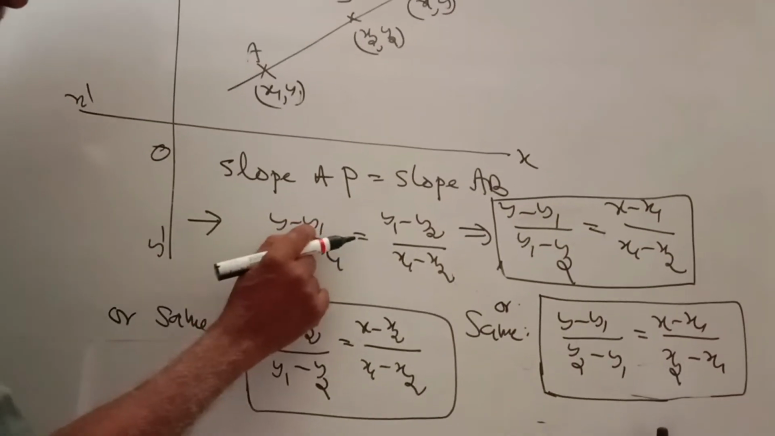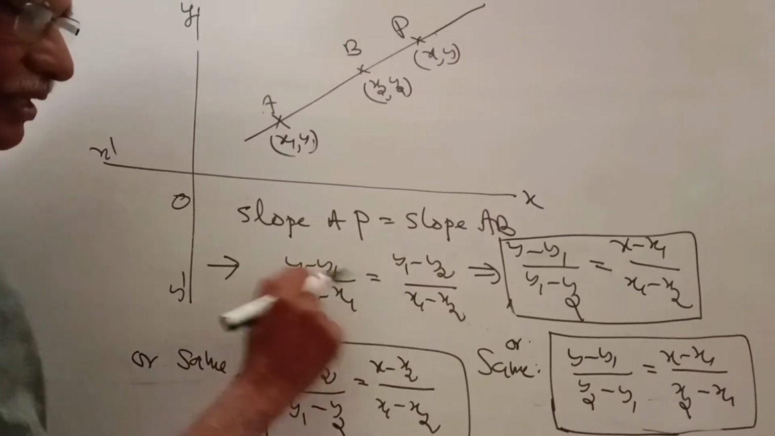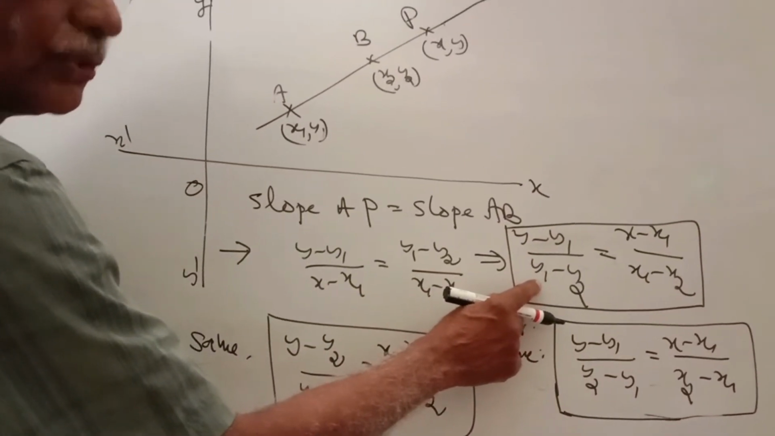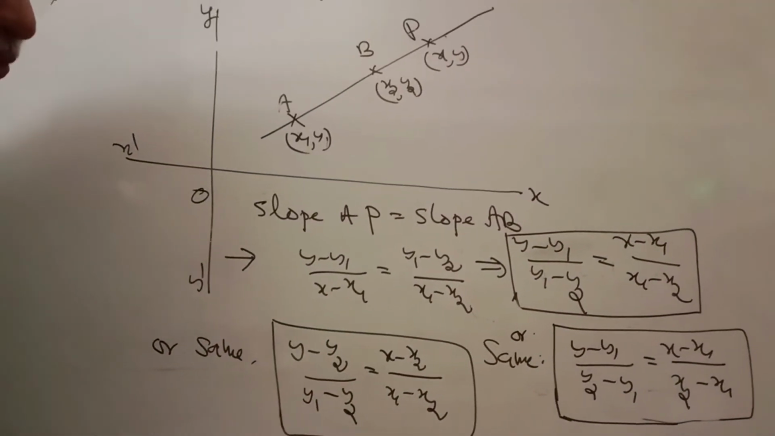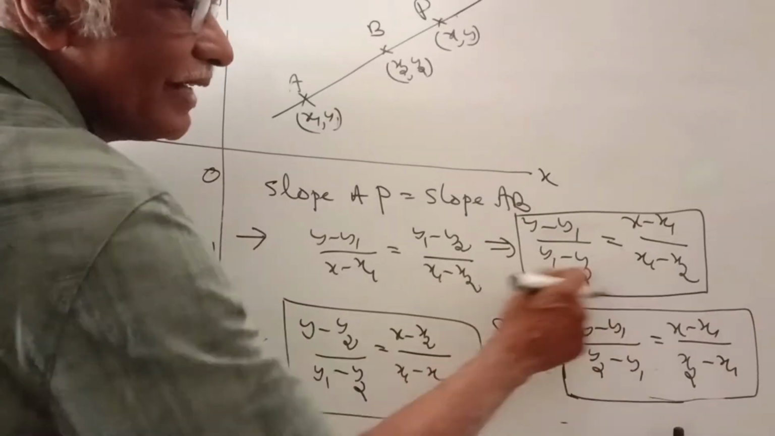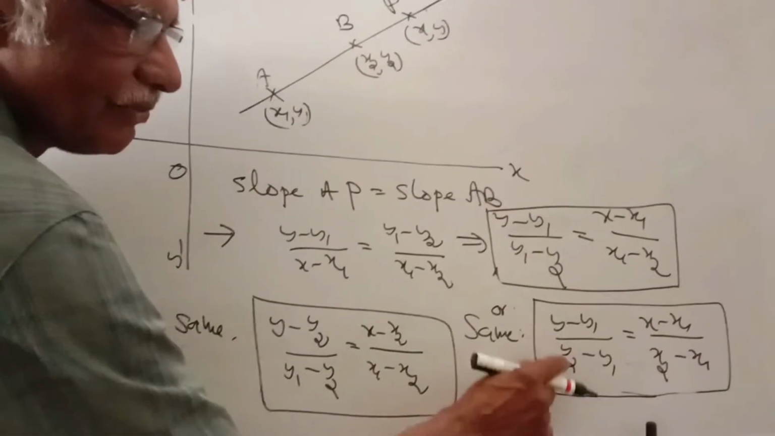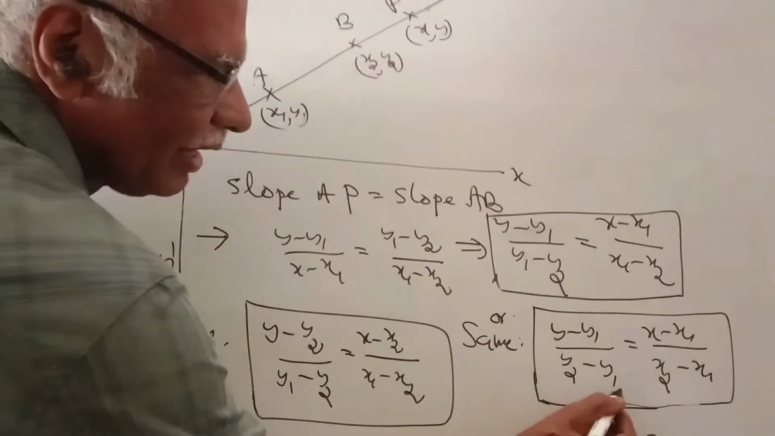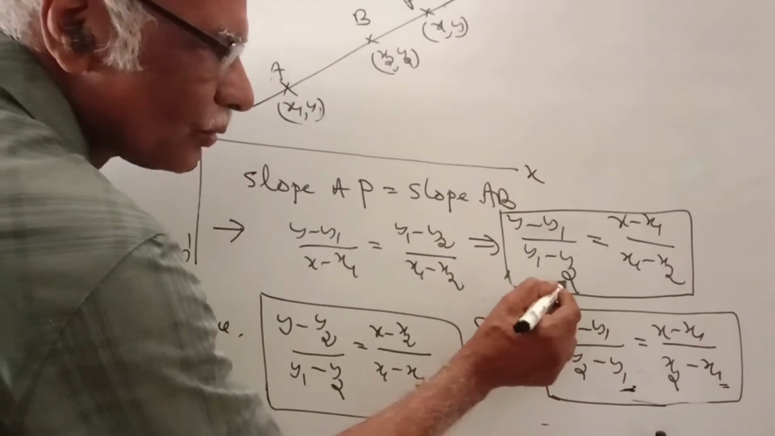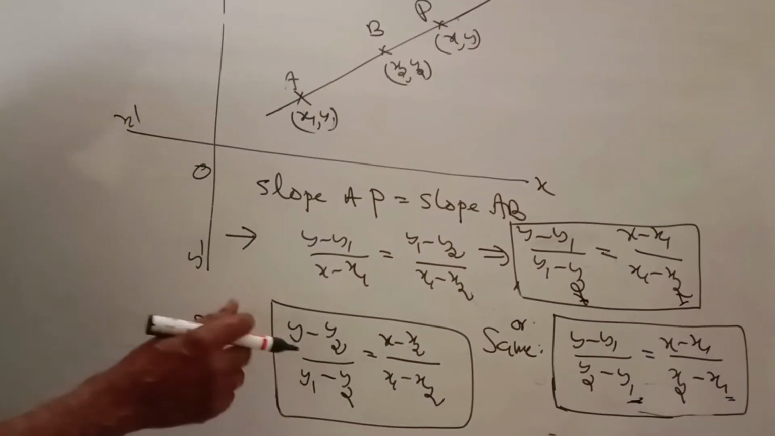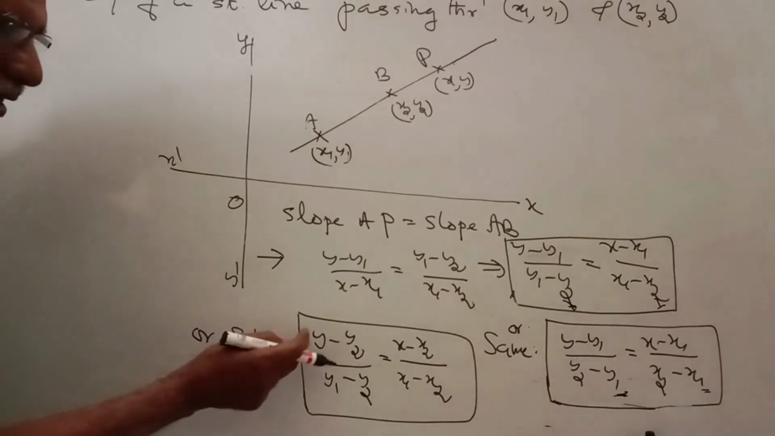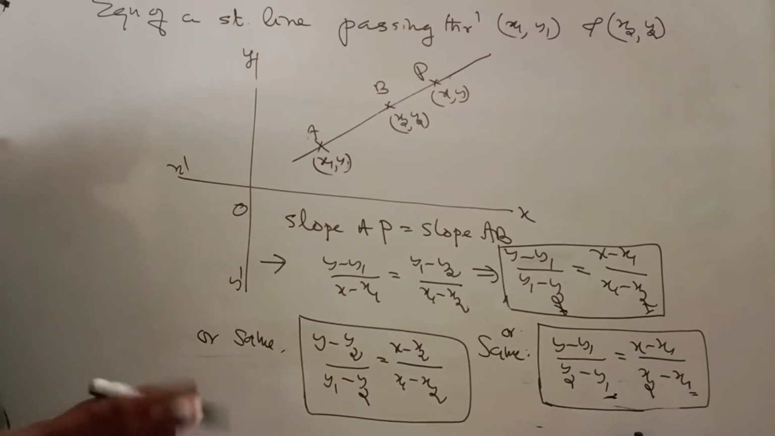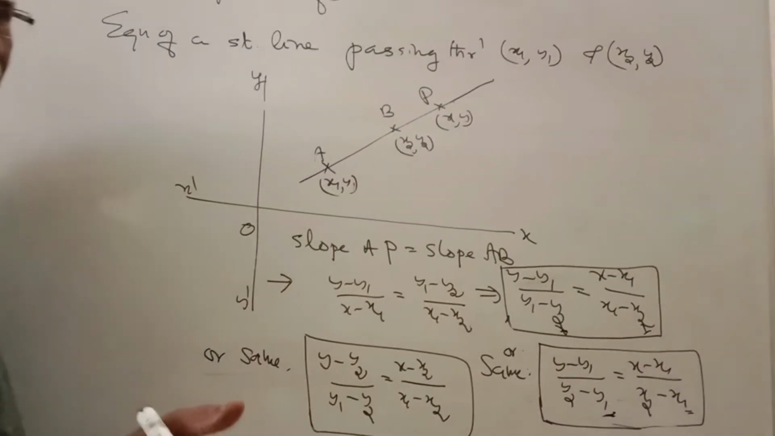Now you can take (y minus y1) by (y1 minus y2) equals, by the rule of cross multiplication, (x minus x1) by (x1 minus x2). Or if you multiply by minus 1, this becomes (y minus y1) by (y2 minus y1) is (x minus x1) by (x2 minus x1). So either 1 comes alike, or 2 comes alike. Or if the point is (x2, y2), the equation can be (y minus y2) by (y1 minus y2) is (x minus x2) by (x1 minus x2). We see the equation is of the same shape.